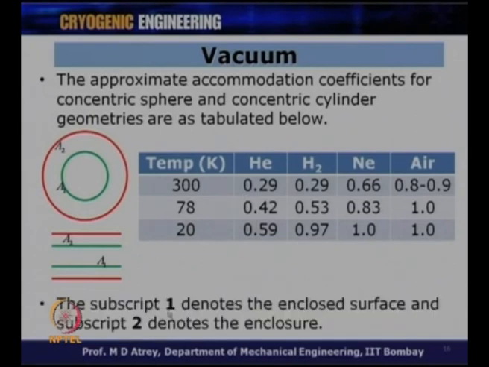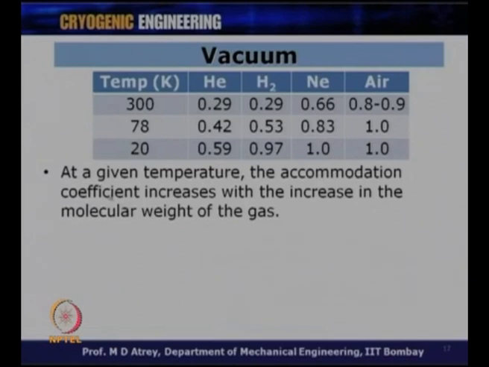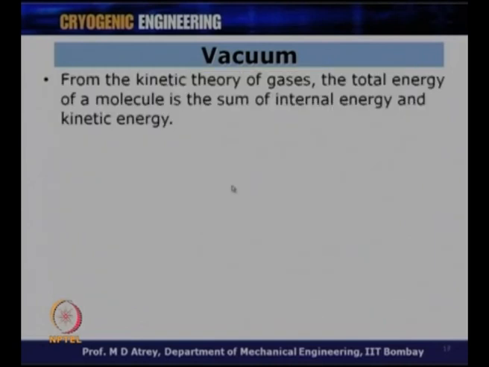All right. Subscript 1 denotes the enclosed surface, while subscript 2 denotes the enclosure. From this table we see that at a given temperature, the accommodation coefficient increases with the increase in the molecular weight of the gas. For a given gas, the accommodation coefficient increases with the decrease in temperature, due to better heat transfer at lower temperatures. So, this is what we just saw from the table. Now, let us come to further calculations.